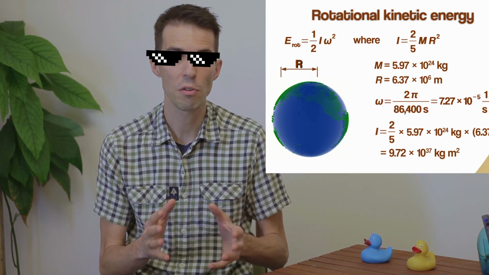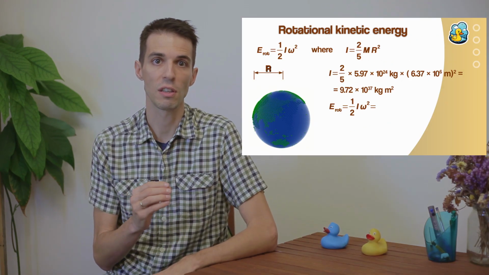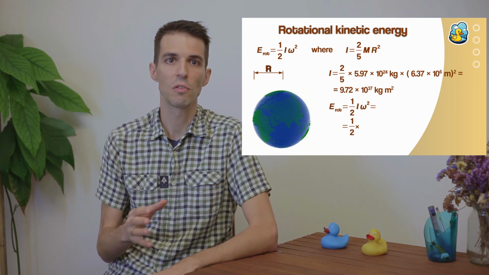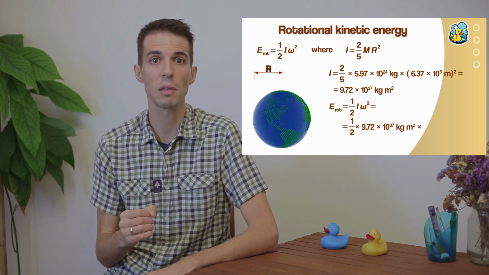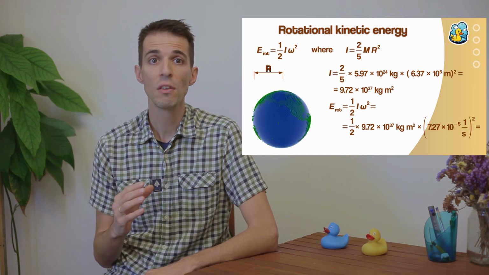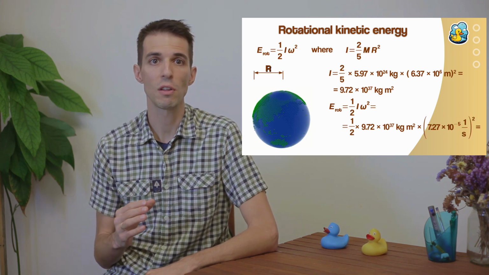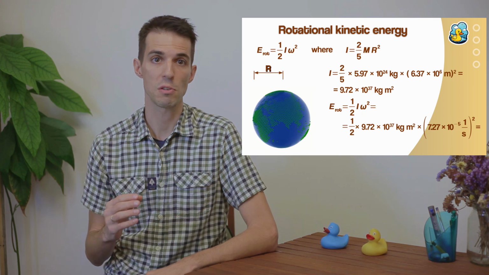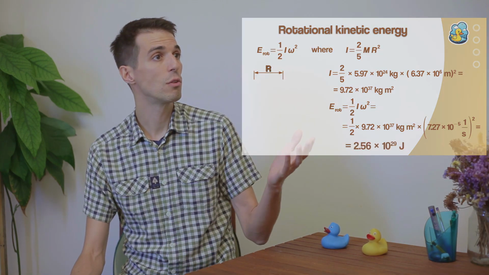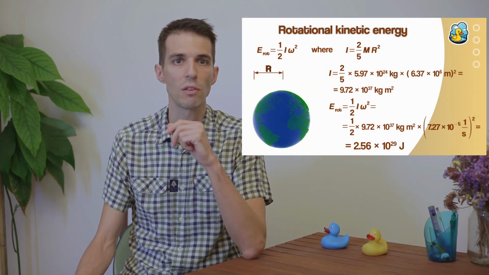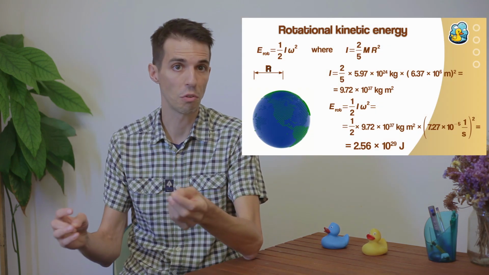Are you excited for the result? Rotational kinetic energy equals 1/2 times 9.72 times 10 to the power of 37 kilogram meter squared times 7.27 times 10 to the power of -5 radians per second squared. When you do the math, the answer is approximately 2.56 times 10 to the power of 29 joules.